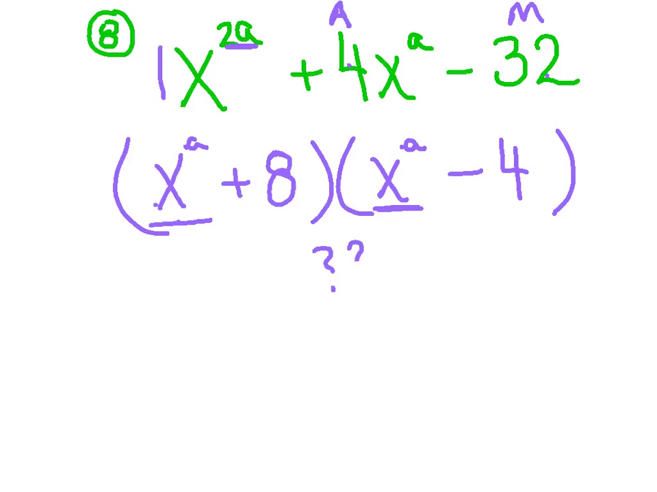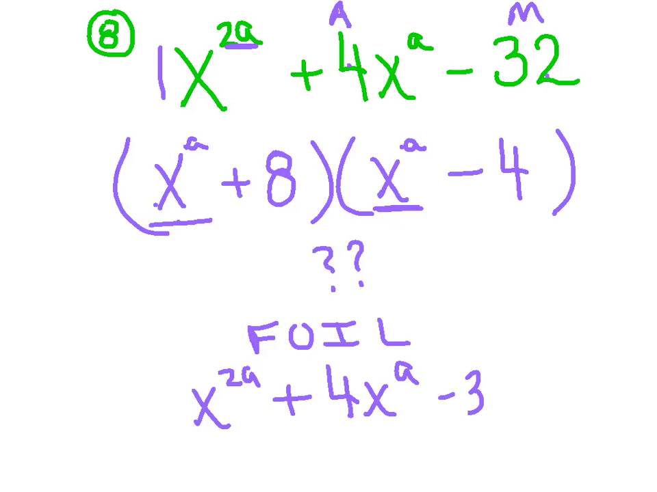If you had questions and weren't sure about this one, we could go ahead and FOIL it back out as a method of checking it to see if it gave us the original problem, x to the 2a plus 4x to the a minus 32, and I think indeed you would get that result.